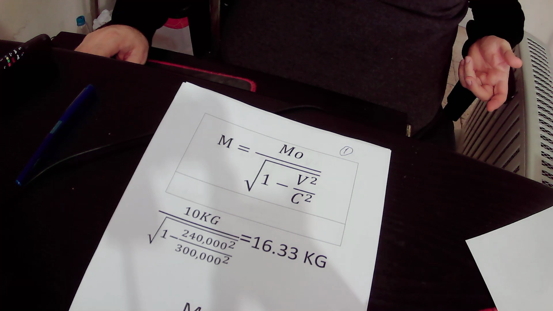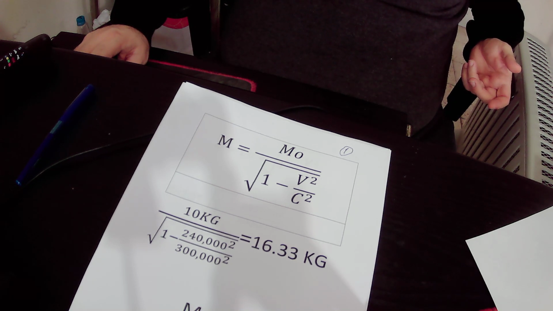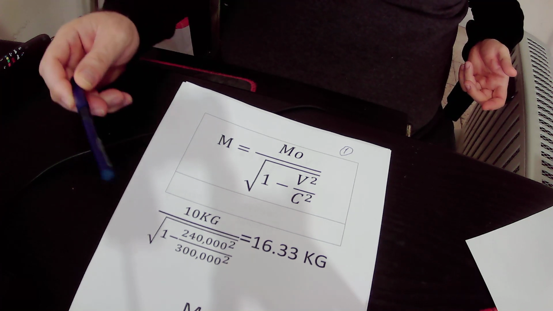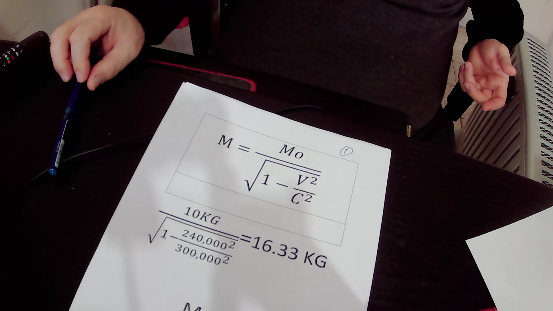and if his twin brother has a mass detector, the detector will measure 16.33 kilograms. So if he had a mass detector and he measured the mass of his twin brother when he is in the spaceship traveling towards the star Epsilon at the speed of 240,000 kilometers per second, he will measure his mass as 16.33 kilograms. Okay.